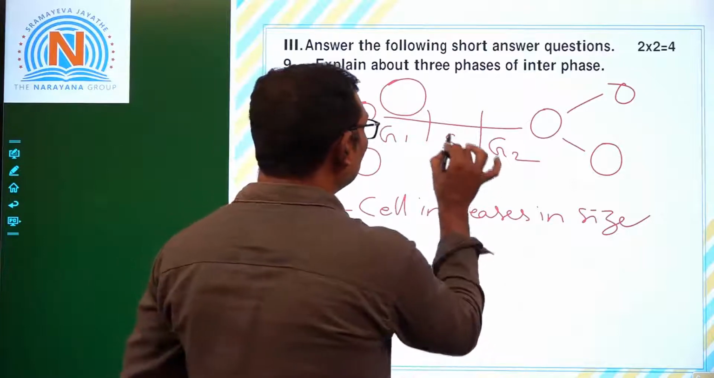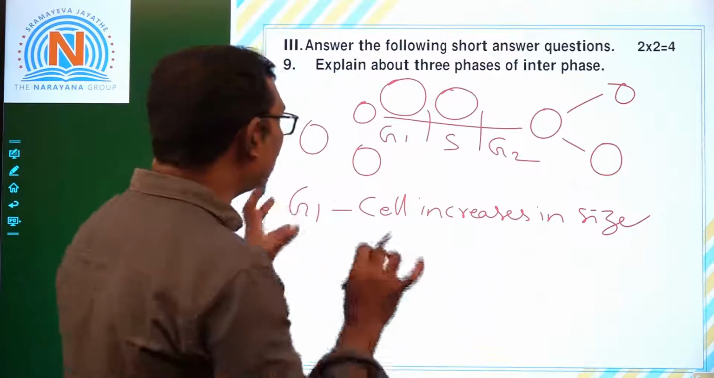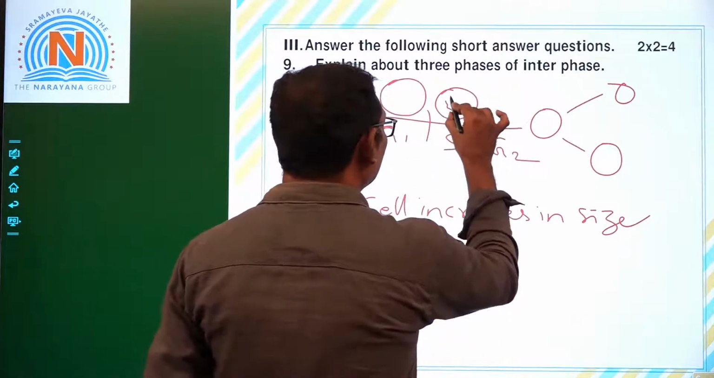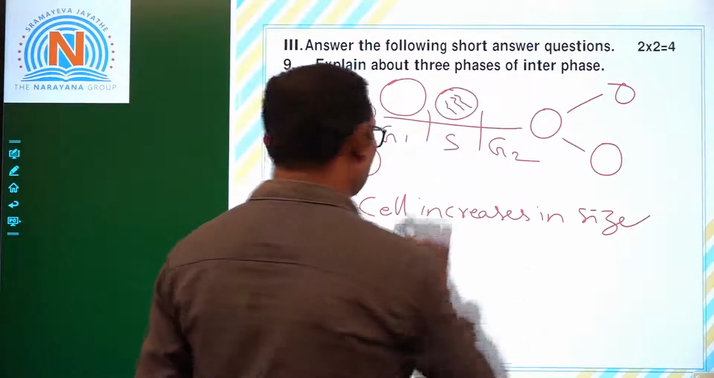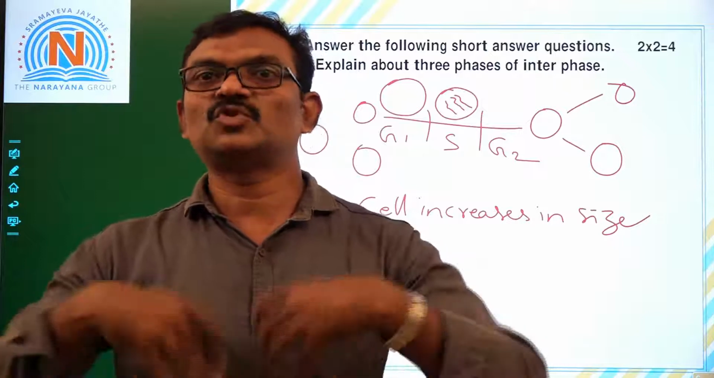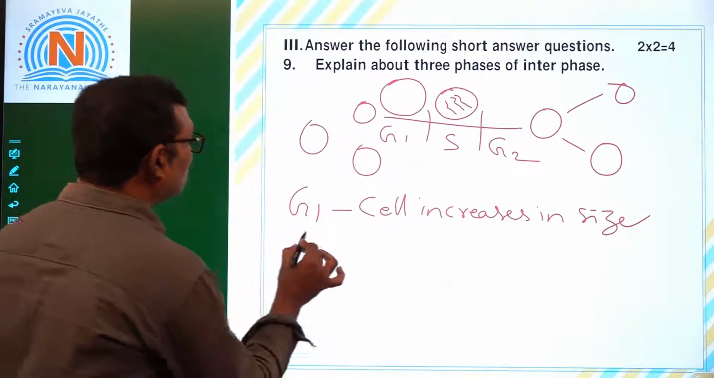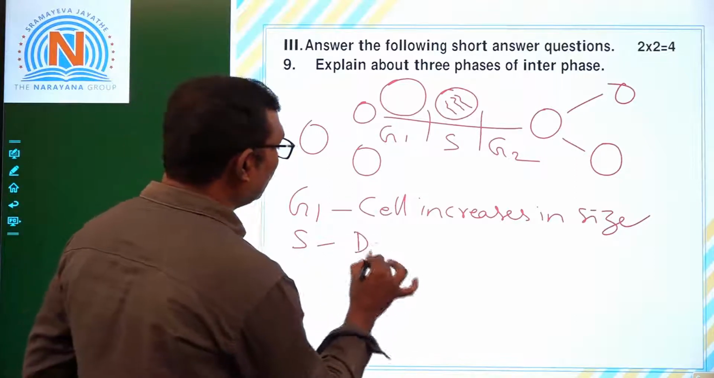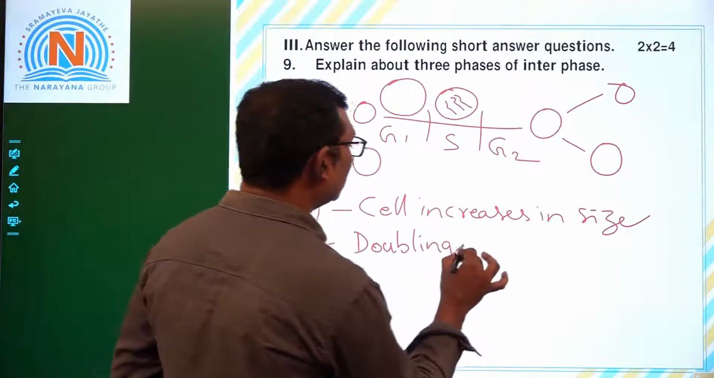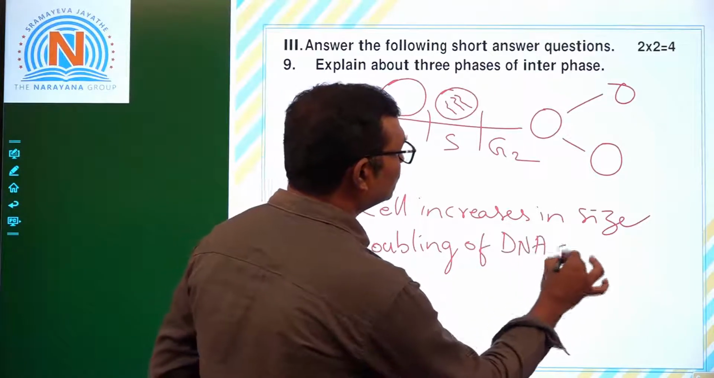And what happens during S phase? S means synthesis. That means here DNA synthesis takes place. DNA becomes double. Doubling of DNA, replication of DNA, otherwise duplication of DNA. Any word we can pronounce here. That means during S phase, doubling of DNA takes place.